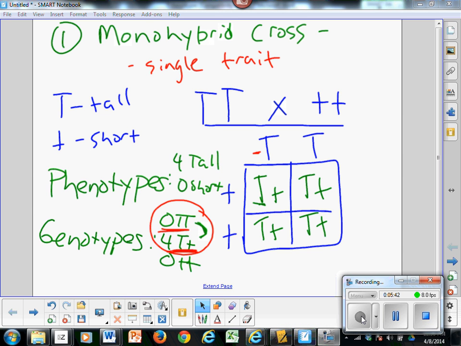No, you always write the dominant letter first. Okay. All right, so that's one Punnett square. All right, we good with those?